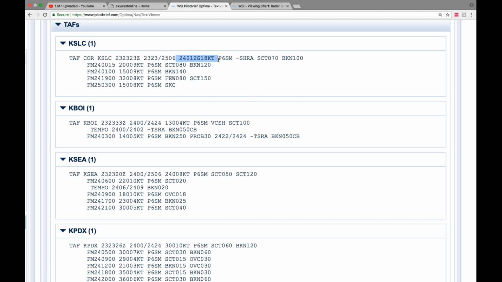Okay, this is our winds, 240 at 12 knots, gusting to 18. So that's how I want you guys to read them. This is your wind direction, 240 at 12 knots. The G stands for gusting, and 18 stands for gusting to 18 knots. Okay, so 240 at 12 knots, gusting to 18.